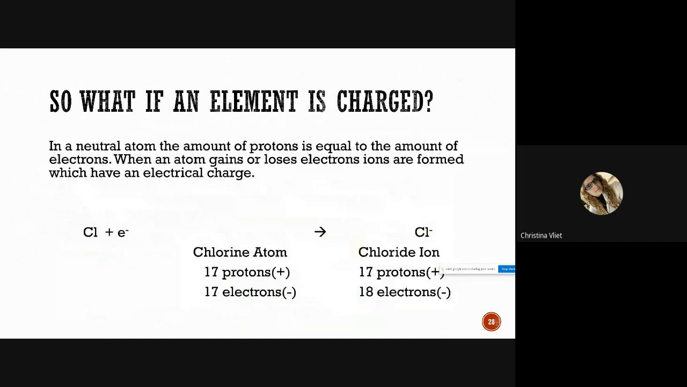So what if an element has a charge? Meaning, you'll have, in this case, Cl with a -1 charge. What does that mean? What does chlorine with a -1 charge indicate? It has an extra electron. So chlorine, the atom, has 17 protons and 17 electrons.